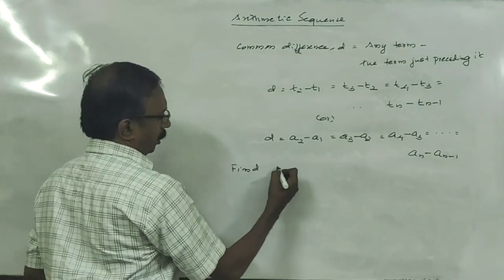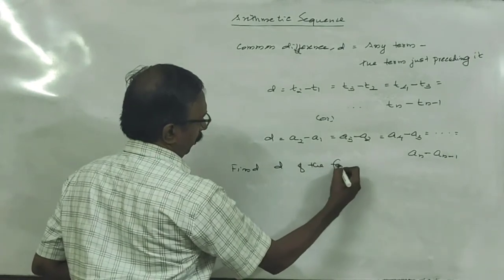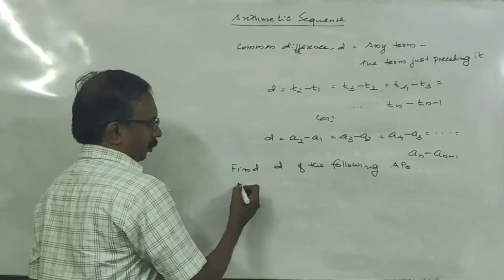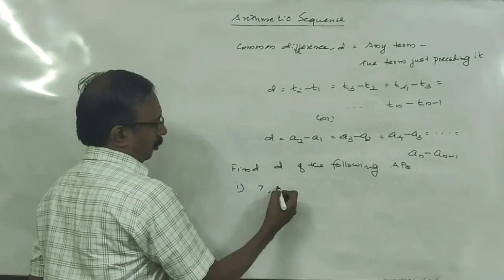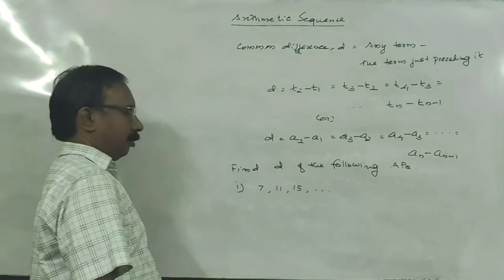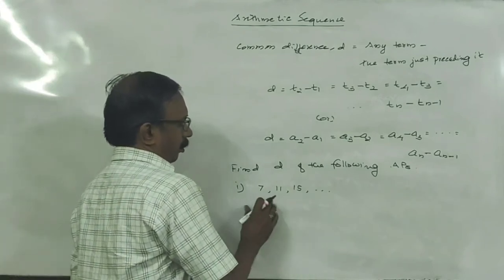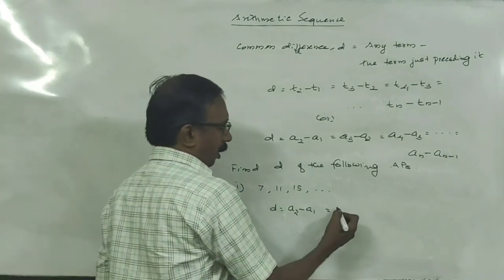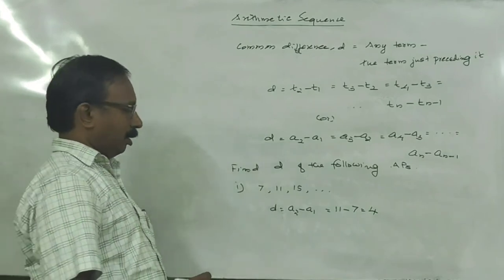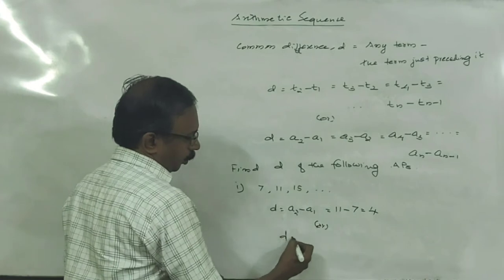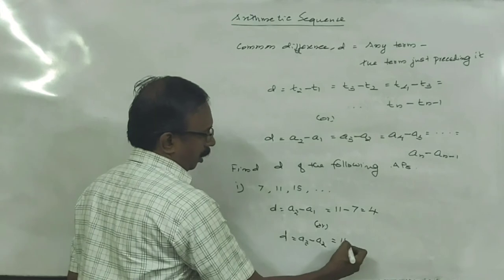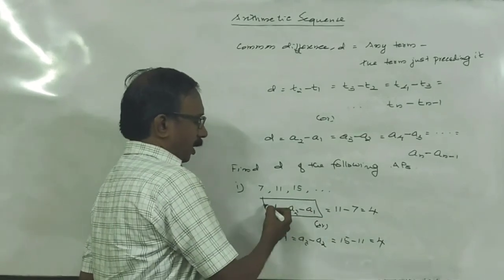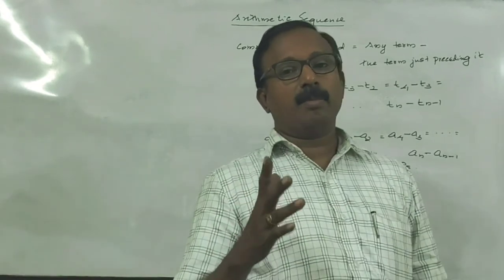Find the common difference of the following. Here, first question: 7, 11, 15, etc. D is equal to A2 minus A1. A2 is the second term, 11 minus 7, that is 4, isn't it? D is equal to A3 minus A2, A3 is 15 minus 11, that is also 4. The formula is: common difference D is equal to second term minus first term, and this formula is usually used.